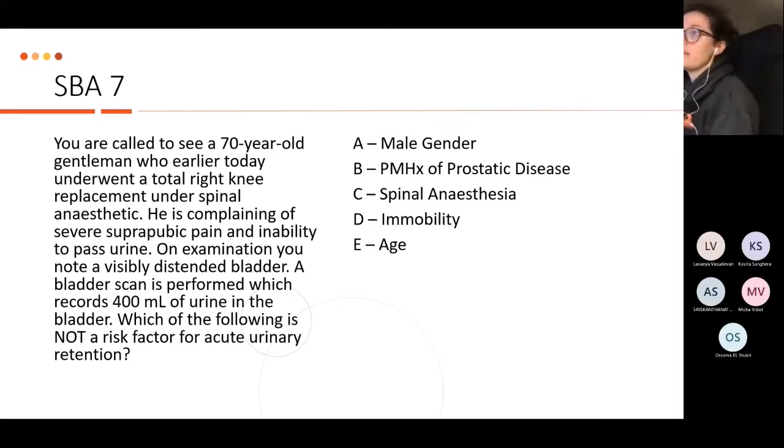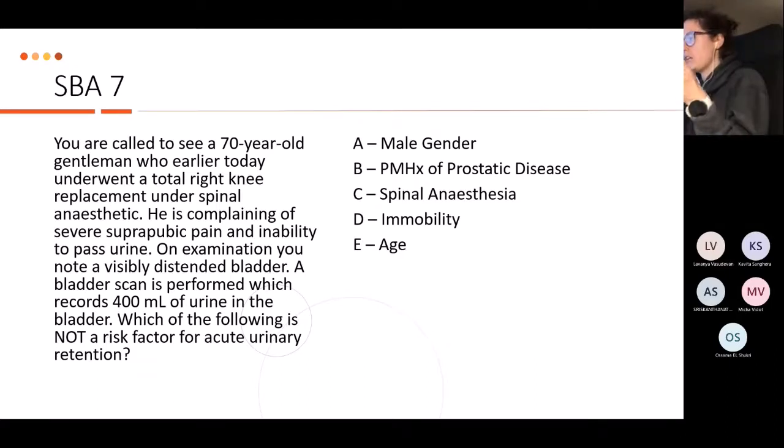So the correct answer is D, immobility. This is essentially describing acute retention. It's in the question. Benign prostatic disease, so cancer or BPH, are both risk factors. And because of this, being male also increases your risk of having retention. And because prostate disease, especially BPH and cancer, both come along with age, age is also a risk factor. So if you're older, you're male, and you've got prostatic disease, you're more likely to have retention.